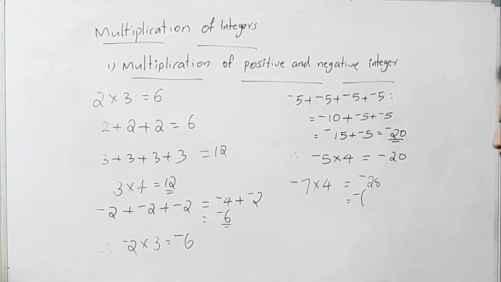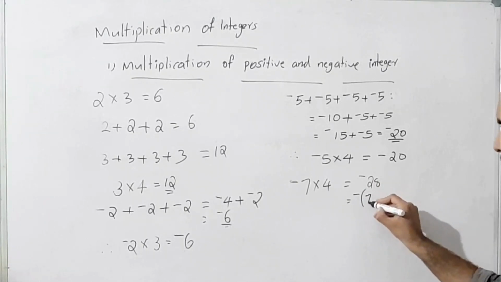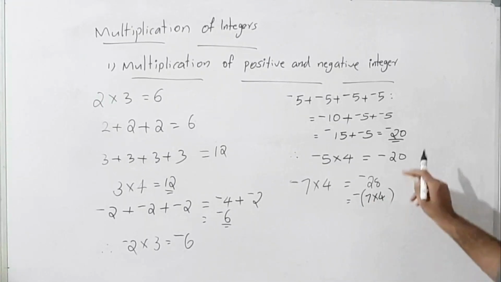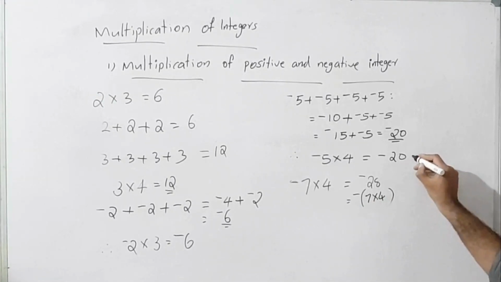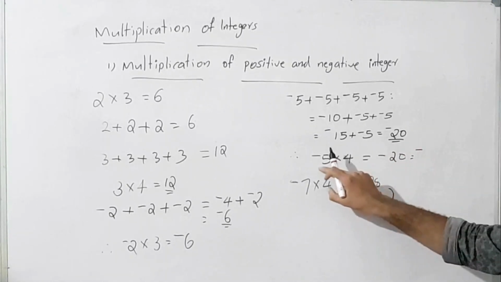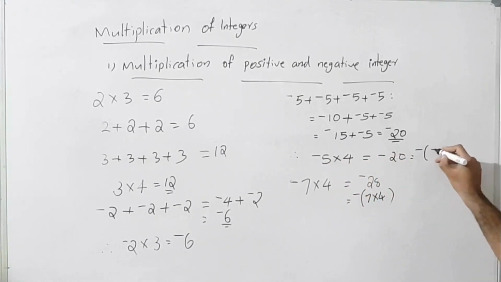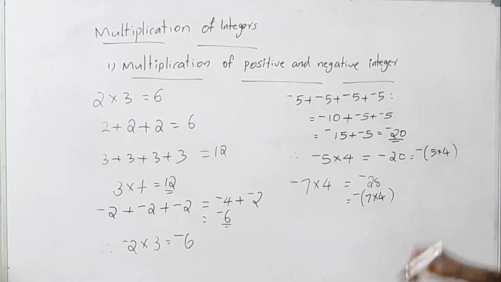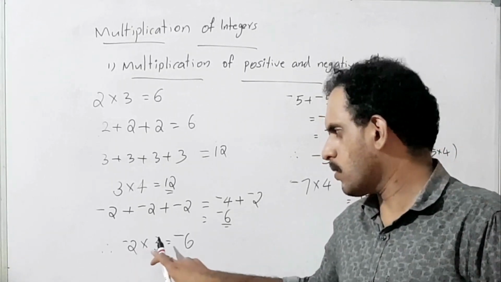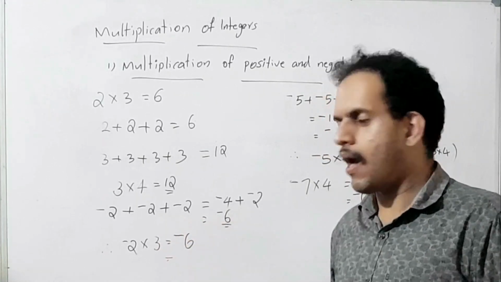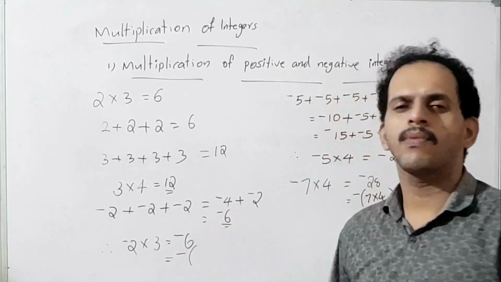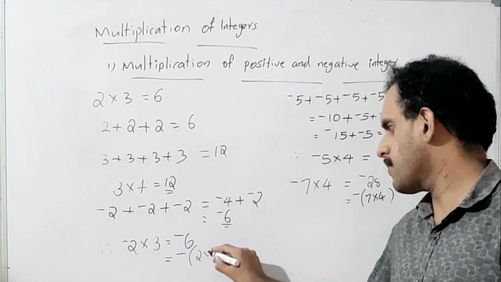How to get the 28? 28 is 7 into 4. How do we get the 20 here? We multiply 5 and 4, then minus of 5 into 4. Then we multiply minus 2 into 3. What is the answer? Minus 6. It is minus 2 into 3.